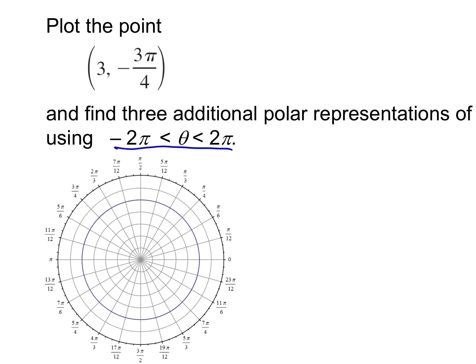So let's start by plotting our point. I'm going to start with theta. So theta is negative 3 pi over 4.